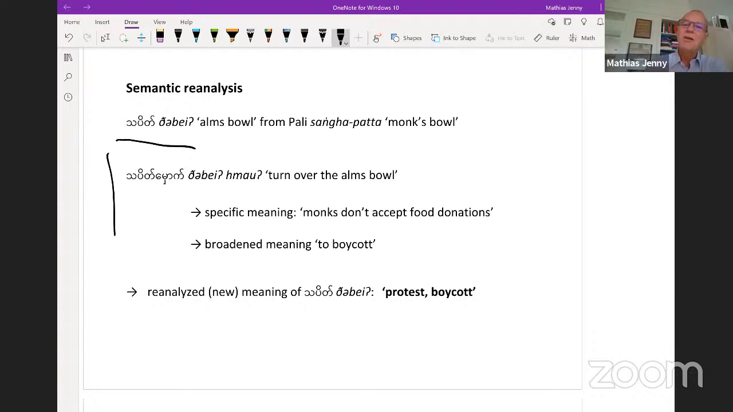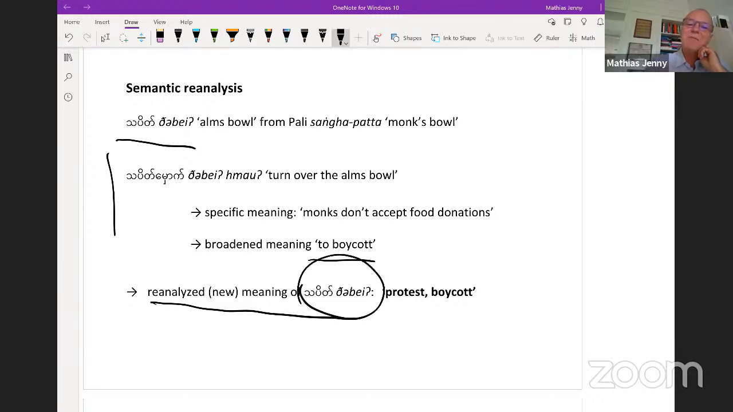So the Bei Mao came to mean to boycott in general. So today you don't have to be a monk to the Bei Mao. You can be a normal person and not drinking Myanmar beer, for example, not using Mytel telephones, just to the Bei Mao. Now from this, the Bei Mao, there was reanalysis of the word the Bei, probably to mean protest or boycott on its own.